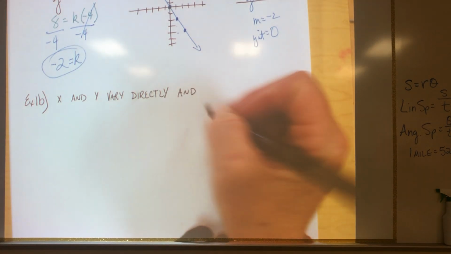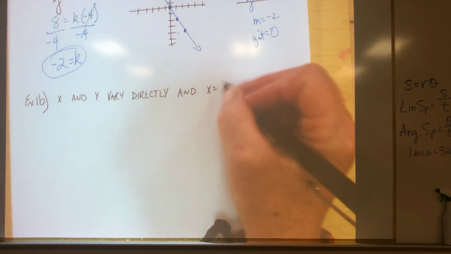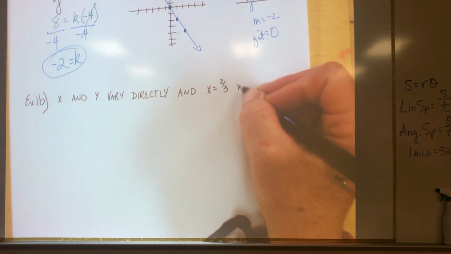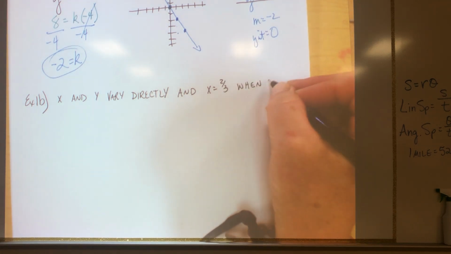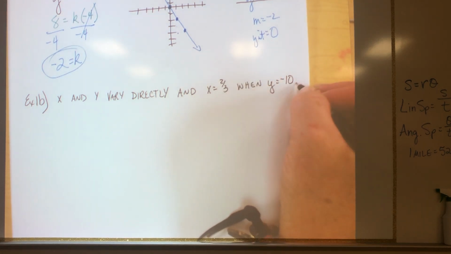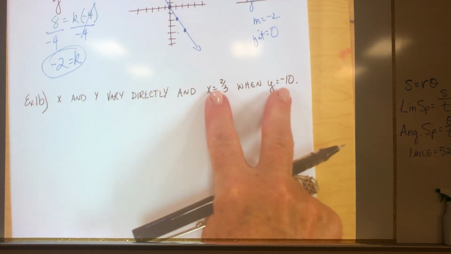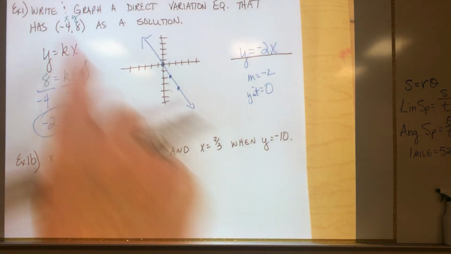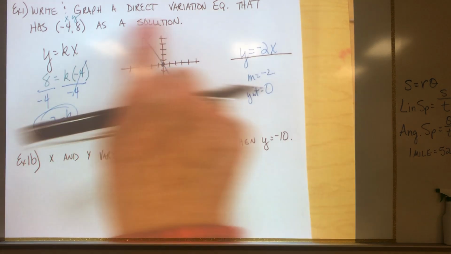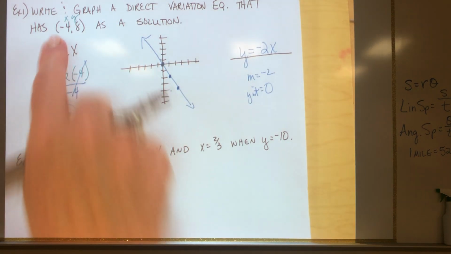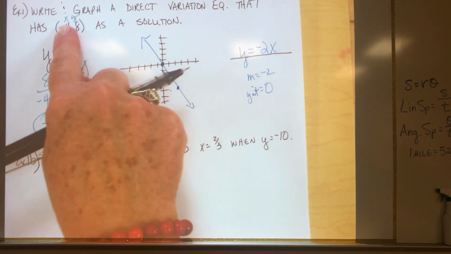And X equals 2/3 when Y equals -10. What's that? A point. Same thing we got right here, people. It's exactly what you gave me right there. All right? Write a direct variation equation that has this point. Boom, we could do it.